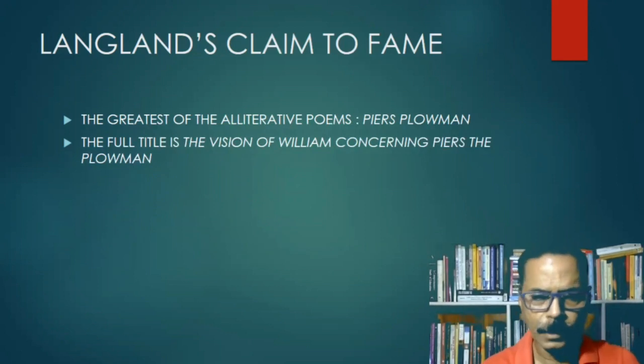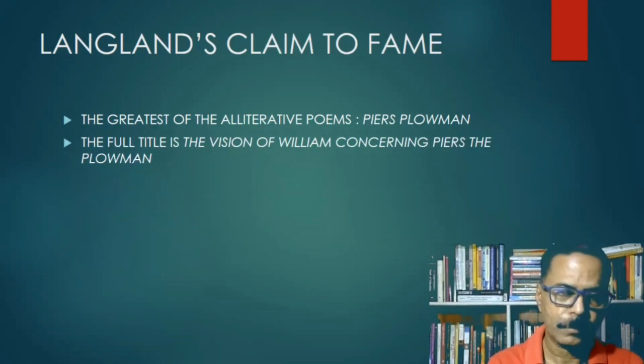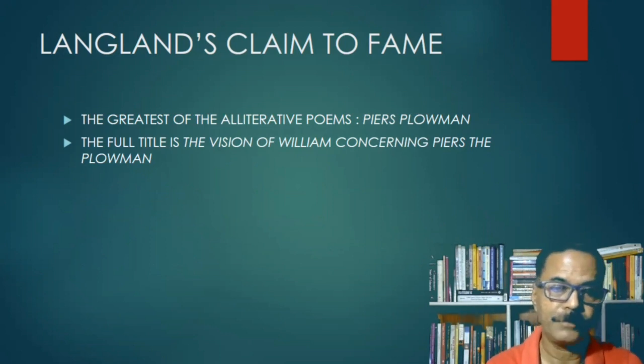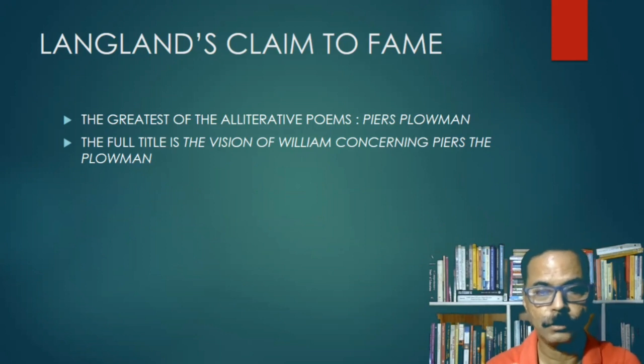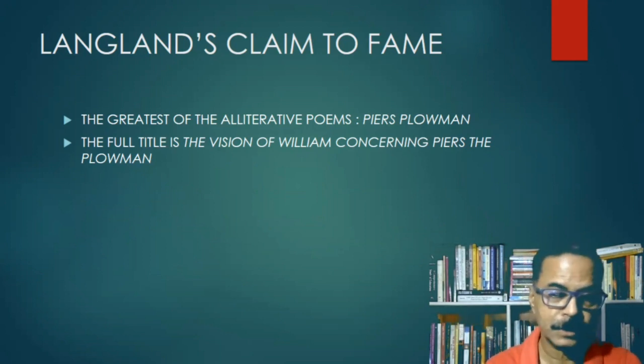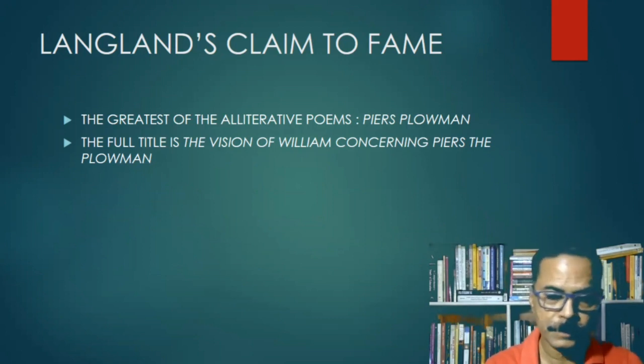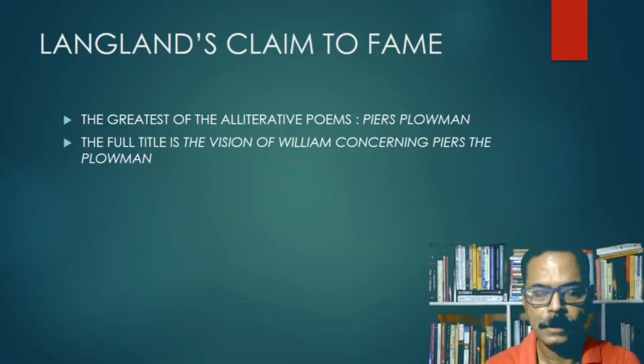Langland's claim to fame, the greatest of the alliterative poems that came up in the late 14th century, is of course thanks to William Langland. His Piers Plowman is considered to be the most significant example of the alliterative revival. Of course, Piers Plowman is the shortened title, and this short title is famous, but the full title of the poem is The Vision of William Concerning Piers the Plowman.